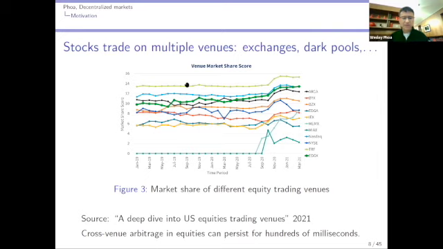And these arbitrages aren't trivial. They can persist for hundreds of milliseconds, which is a really long time, and businesses built around them. And there's actually quite a nice book called Flash Boys about this whole situation by Michael Lewis.